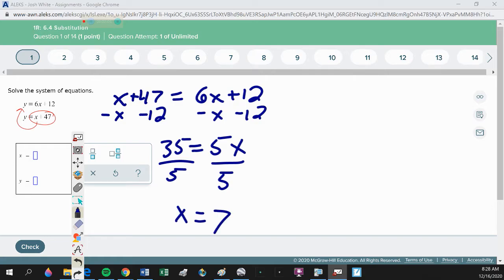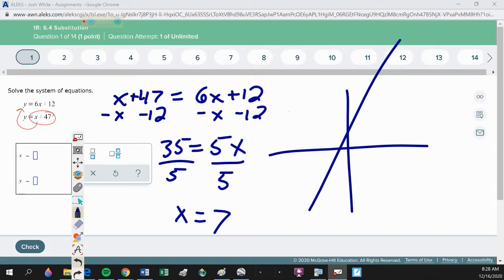What does that tell me? What does that mean? That is the x-coordinate of the intersection. So these two graphs, one looks like this, and one looks like that. I know at x equals 7, that's where the intersection is. It's 7 comma something. Does that make sense? So I need to also figure out what is the y value of the intersection.